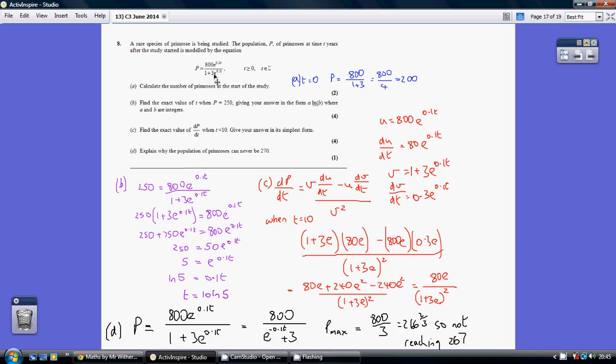If we choose to divide through each term by e to the 0.1t, then only the one term is now a function of t. So by dividing through by e to the 0.1t, we get 800 all over e to the minus 0.1t plus 3. So we can now focus upon this value here, and as t gets bigger and bigger and bigger, this is approaching 0 all the time. So our maximum P is 800 over 3, which is 266 2/3, not quite reaching 267, but certainly never reaching 270.